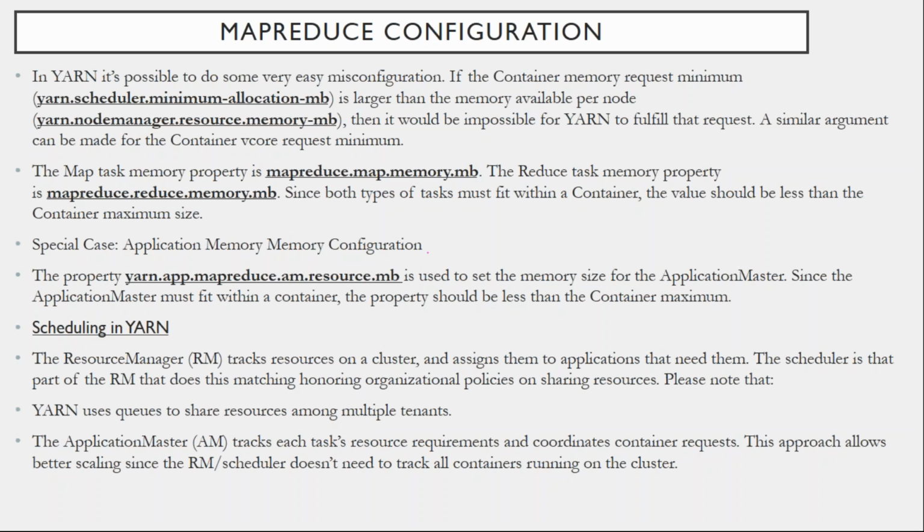Okay. A special case will be your application master memory configuration. It can be tackled with yarn.app.mapreduce.am.resource.mb, meaning YARN applications MapReduce, which has an application master within it, and we are talking about the resource of that one. This is used to set the memory size of the application master. Since the application master must fit within the container, the property should be less than the container maximum. Hope you all agree to that point.